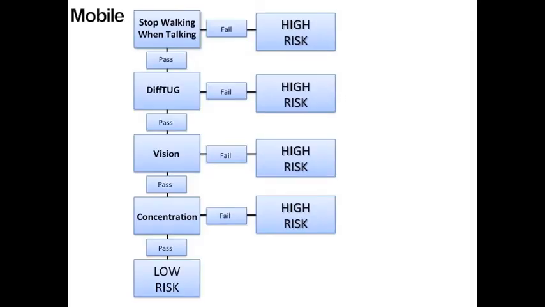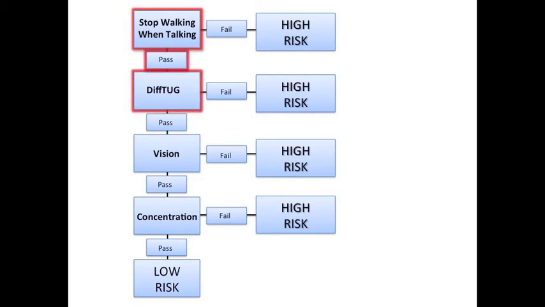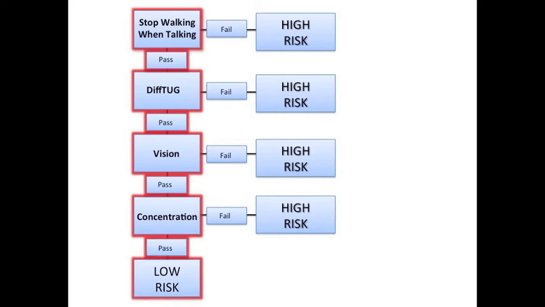Margaret is mobile, meaning she can walk by herself. The first test she did was the stop walking when talking. She passed this test. The second test she did was the timed up and go. She passed this test. The third test she did was the vision test. She passed this test. The fourth test she did was the concentration test. She passed this test. This means she is at low risk for falling.